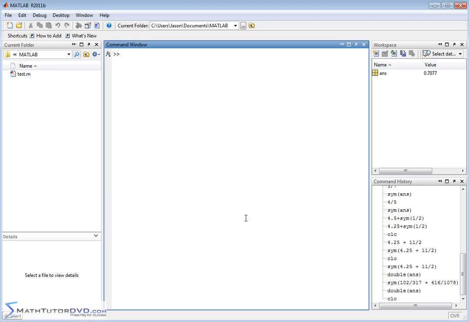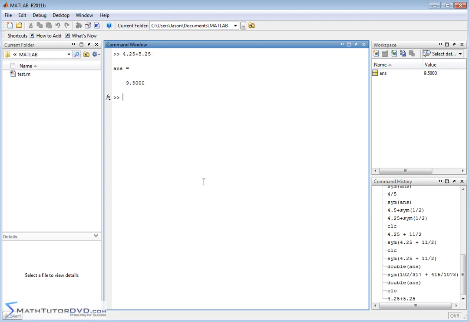Let me clear the screen. Let's do the calculation 4.25 plus, let's say 5.75, right? Something that we all know we can do. Actually, let's change it from 7. Let's go to 5.25 like this. Okay, we all know that we're going to get 9.5 as an answer.